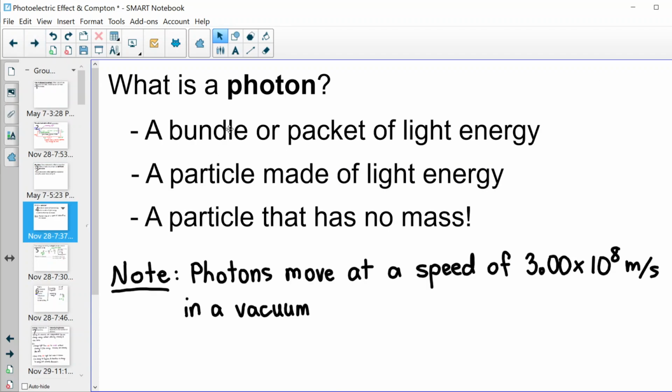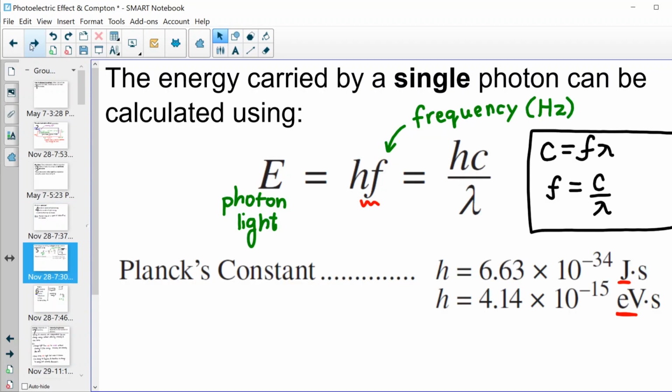So what is a photon? You can think of it as a bundle or packet of light energy, or in other words, a particle made of light energy. It's a special particle that doesn't have any mass. It's just energy. And photons move at the speed of light, 3 times 10 to the 8 meters per second in a vacuum. It doesn't matter if it is X-ray photons or visible photons or radio photons. If they're in a vacuum, they are all moving at the same speed, the speed of light.